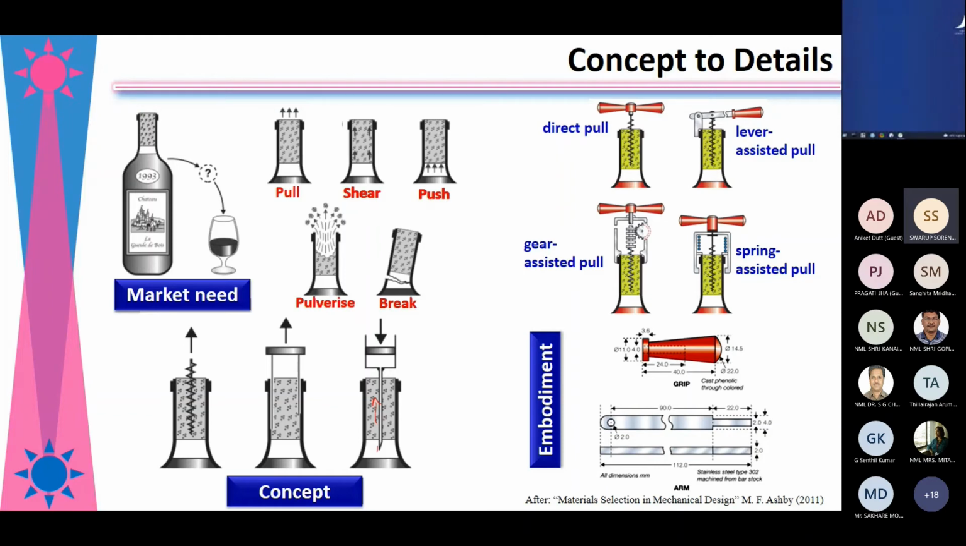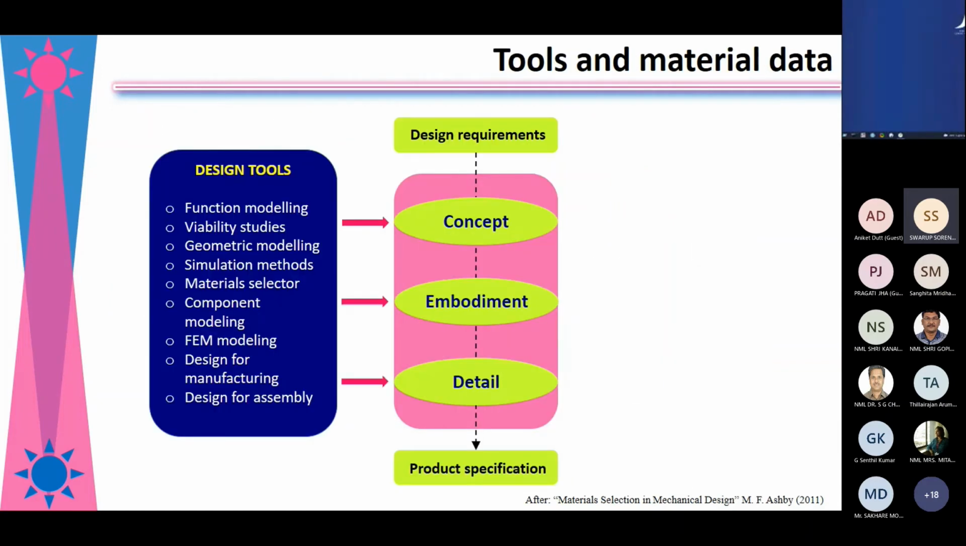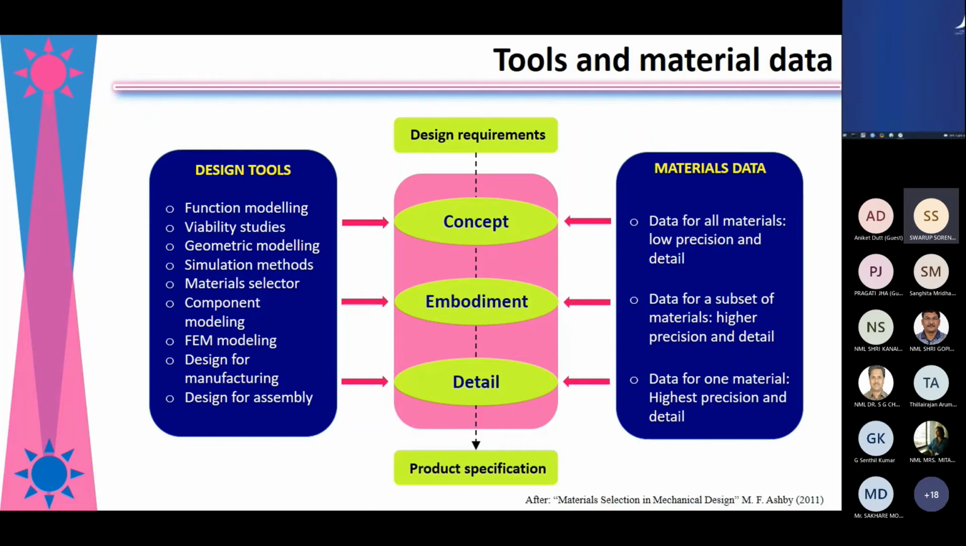And for doing all these things, you have design tools as well as materials data. So design tools means function modeling. Once you know the function, then definitely you can model it, what the material has to do. Then viability studies you can do. Geometric modeling means how to assemble and see the things in perspective.